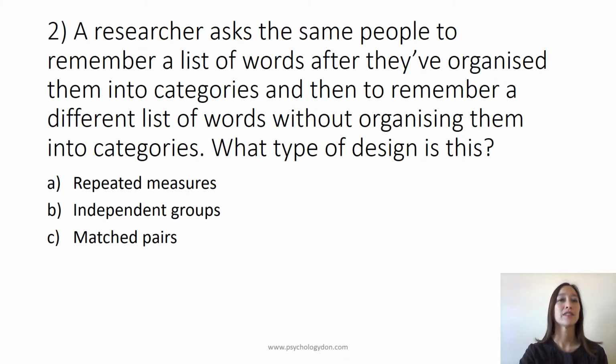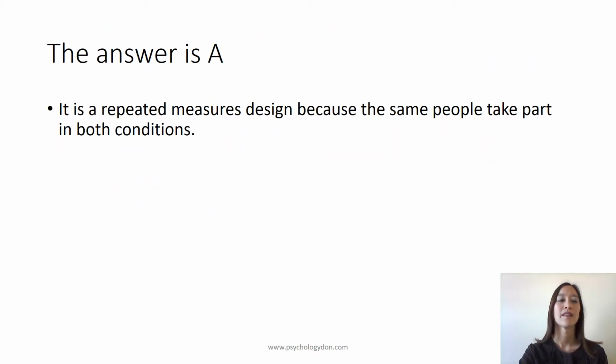Question 2. A researcher asks the same people to remember a list of words after they've organised them into categories, and then to remember a different list of words without organising them into categories. What type of design is this? Is it A, repeated measures, B, independent groups, or C, matched pairs? The answer is A. It's a repeated measures design because the same people take part in both conditions.